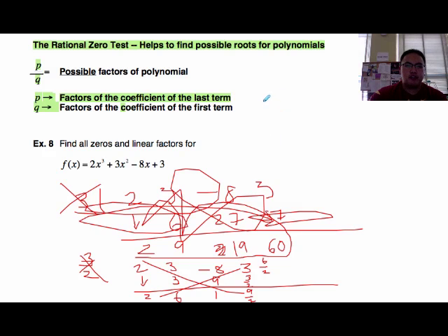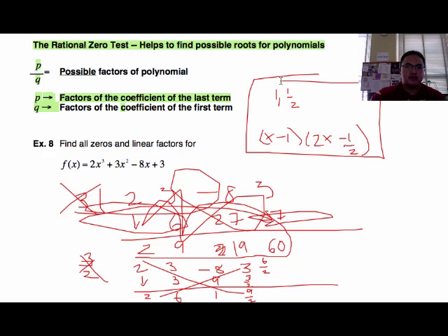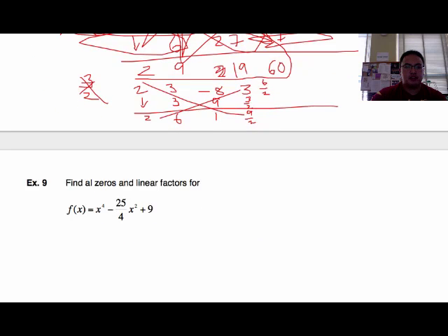So all the zeros we found are 1, I know I erased it, and 1.5, and my linear factors are x minus 1 and 2x minus 1. So what this tells me is that these are all the zeros and linear factors. There have to be more factors, but these are the only ones that are linear, so this is my answer. Yeah? Okay, moving on.